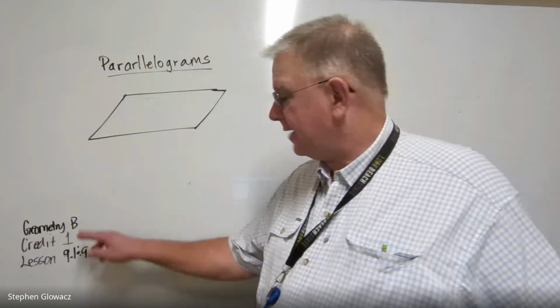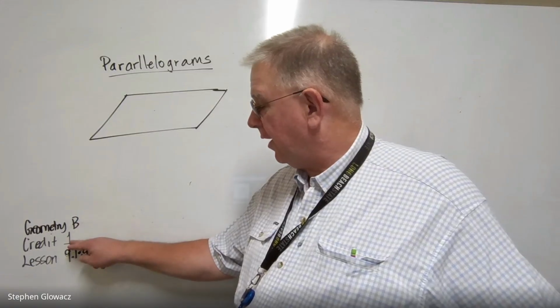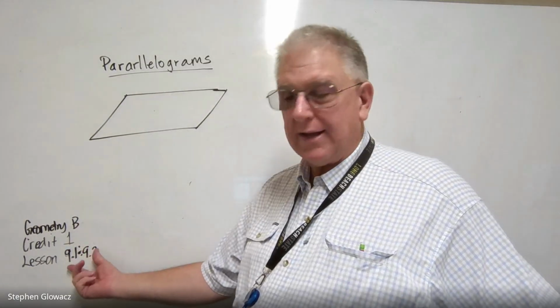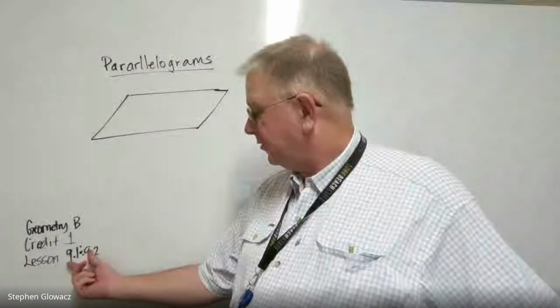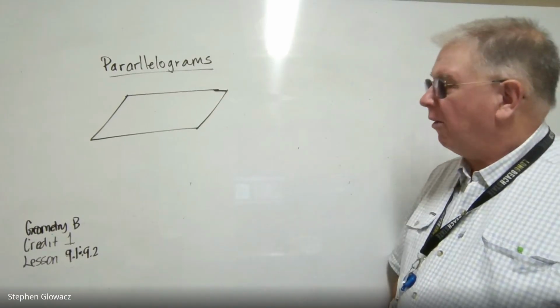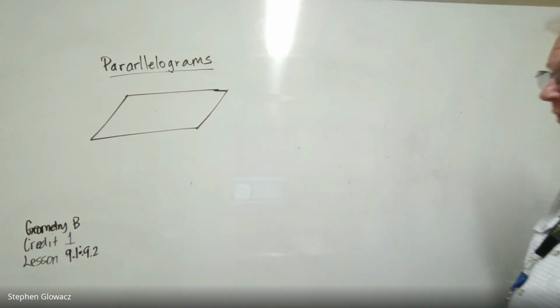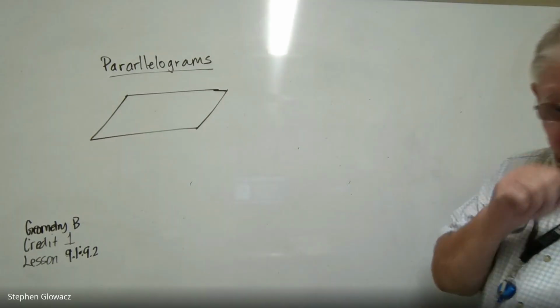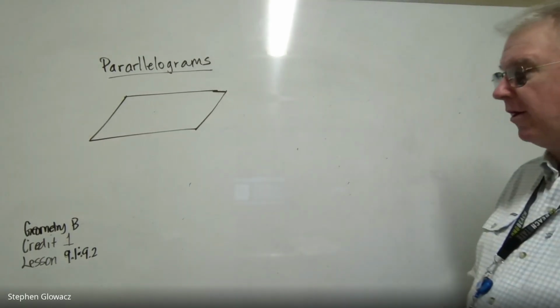These are the examples for Geometry B, Credit 1 lesson. It's a combined lesson, 2 lessons in one, 2 for 1 special, lessons 9-1 and 9-2. All right, lessons 9-1 and 9-2, excuse me, we're introducing parallelograms.